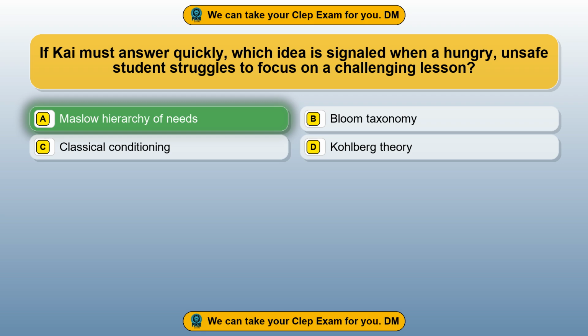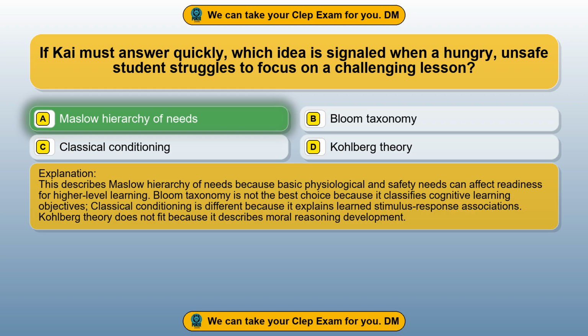Maslow hierarchy of needs. This describes Maslow hierarchy of needs because basic physiological and safety needs can affect readiness for higher level learning. Bloom taxonomy is not the best choice because it classifies cognitive learning objectives. Classical conditioning is different because it explains learned stimulus response associations. Kohlberg theory does not fit because it describes moral reasoning development.